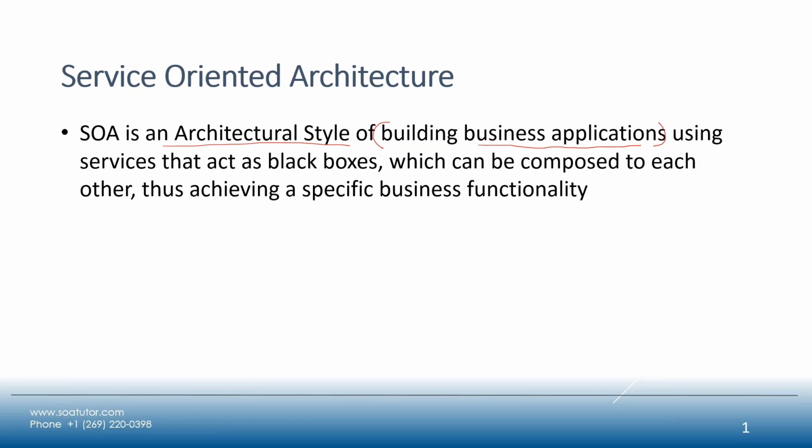The next part says using services that act as black boxes. Yesterday we have seen how each and every service is really independent of each other, correct? And what is there within the service, we need not tell everyone, right? The implementation lies within the service, but it exposes only the operations. So basically each and every service acts as a black box, and can be composed to each other.